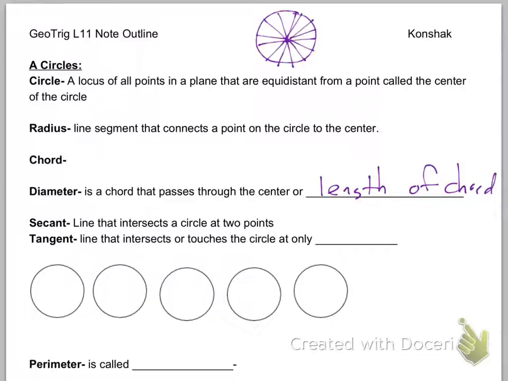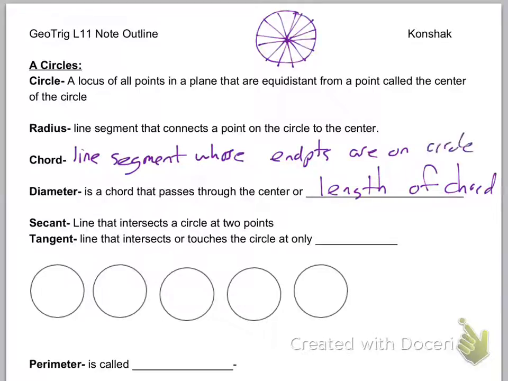So let's go back up and define chord. What do you think a chord is? A straight line segment whose endpoints both lie on the circle. Right. It's a line segment whose endpoints are on the circle. So basically, it passes inside the circle from one edge to another, and it can be anywhere.